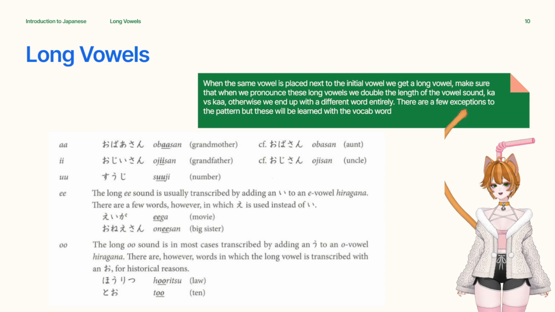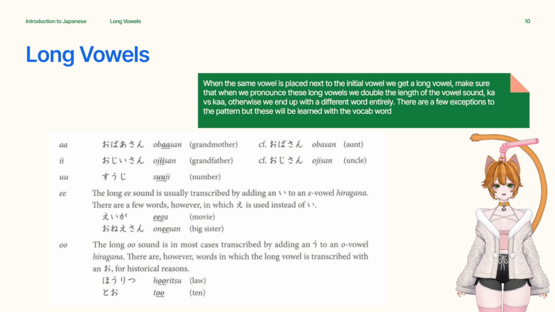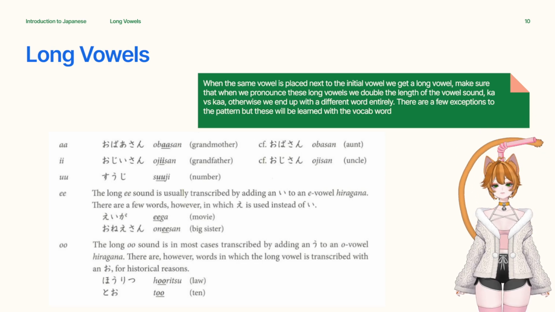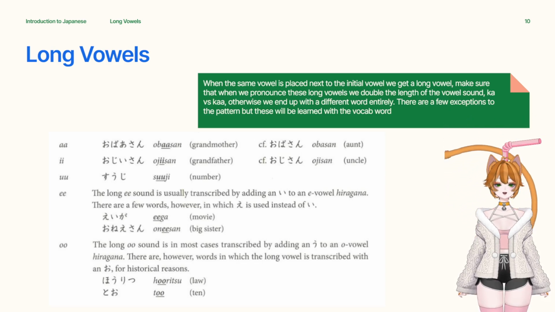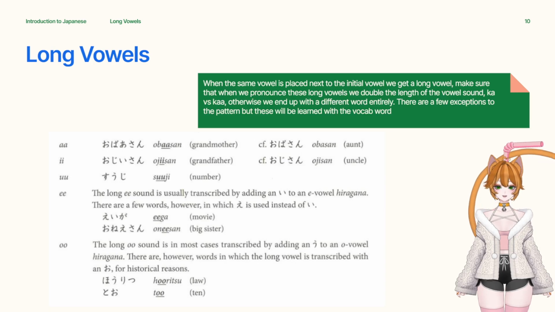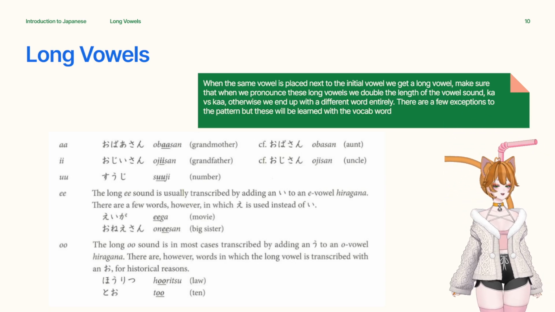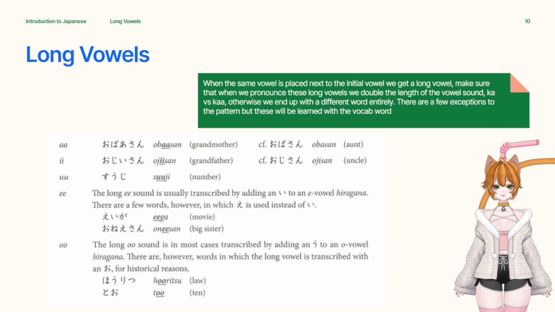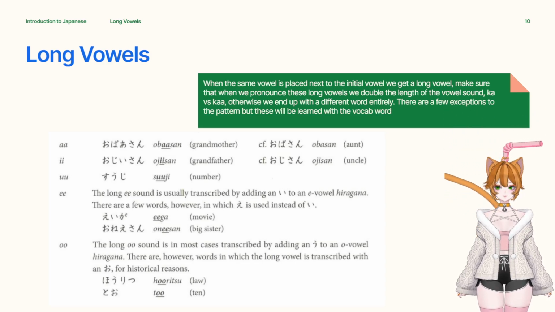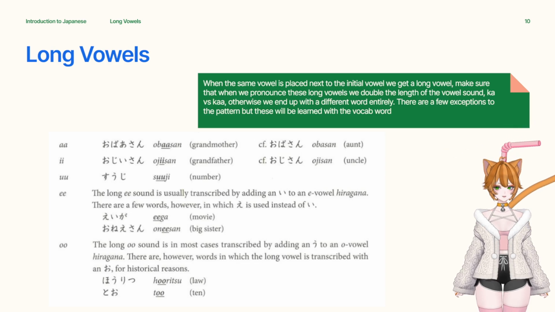Our next thing is long vowels. When a vowel is placed next to its initial vowel, we get a long vowel. Make sure that we pronounce these long vowels as double the length of the vowel sound, otherwise we end up with a different word entirely. There are a few exceptions to this pattern, but these will be learned when it comes to vocab. These are just based on individual words.